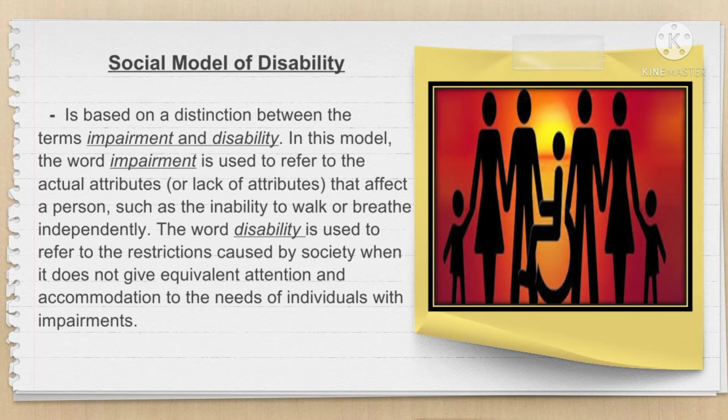Now let's proceed on social model of disability. The social model of disability is based on a distinction between the terms impairment and disability. In this model, the word impairment is used to refer to the actual attributes or lack of attributes that affect a person, such as the inability to work or breathe independently. The word disability is used to refer to the restriction caused by society when it does not give equivalent attention and accommodation to the needs of individuals with impairments.